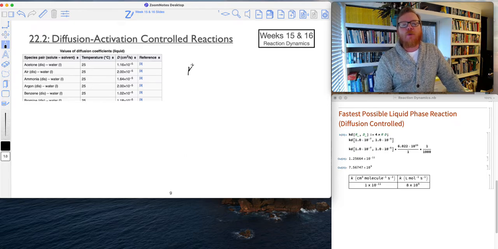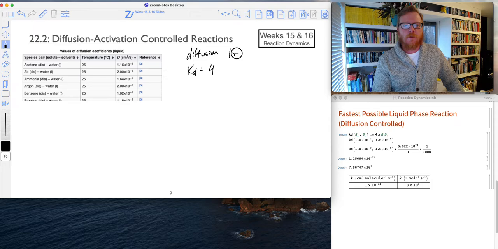We could come up with an expression for KD based on fundamental derivations, just like I did with the gas phase scenario. But at this point in the semester, I'm just going to give you the equation directly. And so KD, our diffusion limited reaction in the solution phase. So let's write that, diffusion limited reaction for solutions. So that goes as 4 pi times this R star times D.